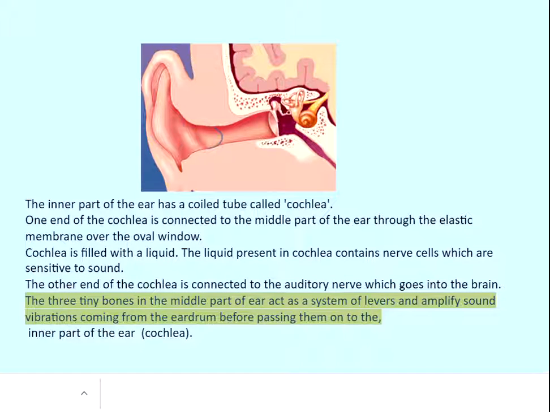The 3 tiny bones in the middle part of ear act as a system of levers and amplify sound vibrations coming from the eardrum before passing them on to the inner part of the ear, cochlea. The maximum displacement of a vibrating object from its central position is called the amplitude of vibrations.